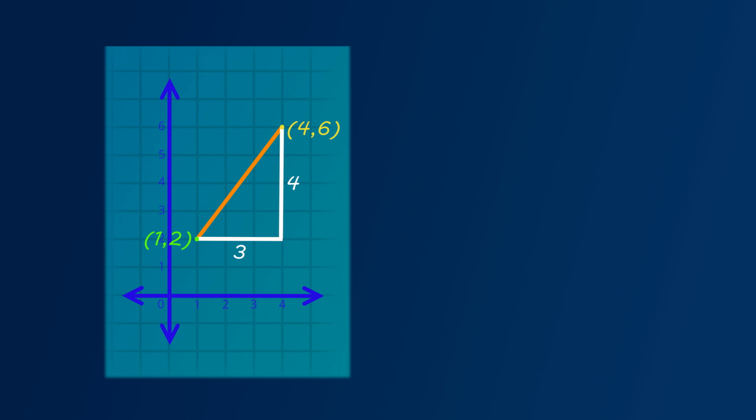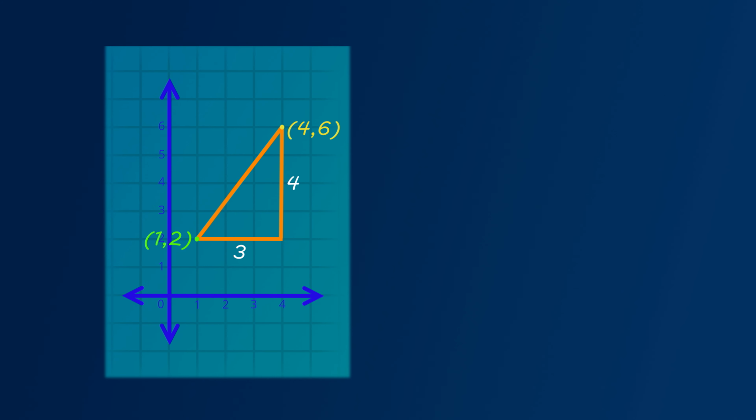Now let's do that on a Cartesian plane. Here are 2 points, 1, 2 and 4, 6. We will find the distance between these 2 points. First, draw the right-angled triangle. Notice that the distance going straight across between these 2 points in the x direction is 3. And the distance going straight up between these 2 points in the y direction is 4.